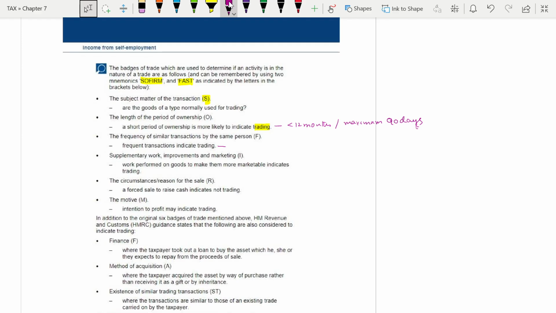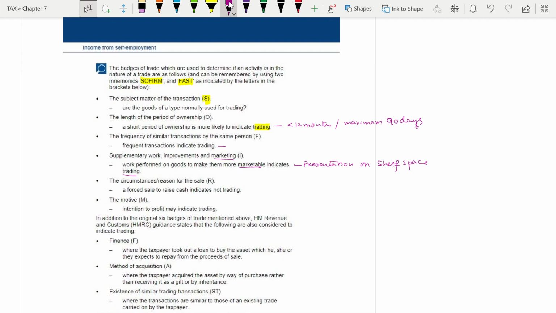Supplementary work or improvement: work performed on goods to make them more marketable indicates trading. Presentation: we are doing a presentation on shelf space. We are promoting also, doing some marketing to sell the product. Very simple, if I don't tell you this, you will not understand. There are people who will promote shampoos, this is trading. There are people who will promote regular items, eatables, and give samples. Their concept is that they are doing the marketing of the products for a short-term period, which will promote the trading.